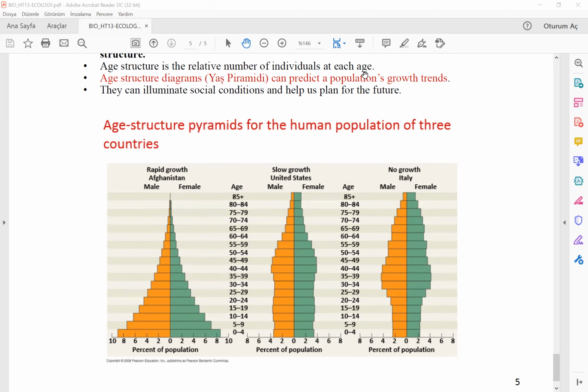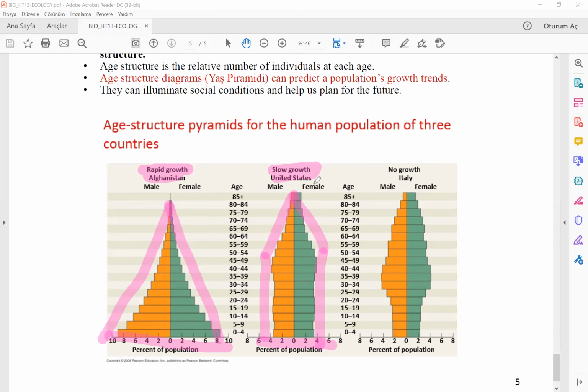The first one is rapid growth. You see the number of individuals at young ages is very high. So we see there is rapid growth, like a triangular shape, because the number of young people is much more than the number of old individuals. And slow growth rates are mostly seen in the United States or Turkey. In slow growth, the numbers of middle-aged and young people are very similar, but the number of old people is less.